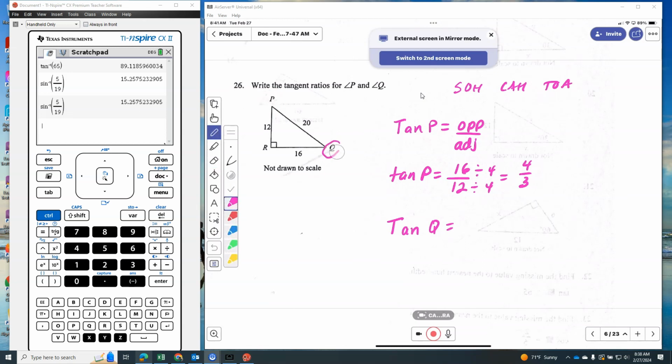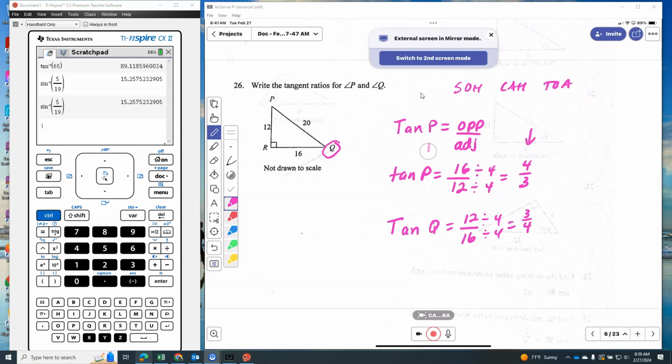We're going to focus on Q. So what's the opposite of Q? It's 12, right? And what is the adjacent? 16. They still have a common factor of 4. So you have 4 over 3. This was 3 over 4. So these two are the ratios.